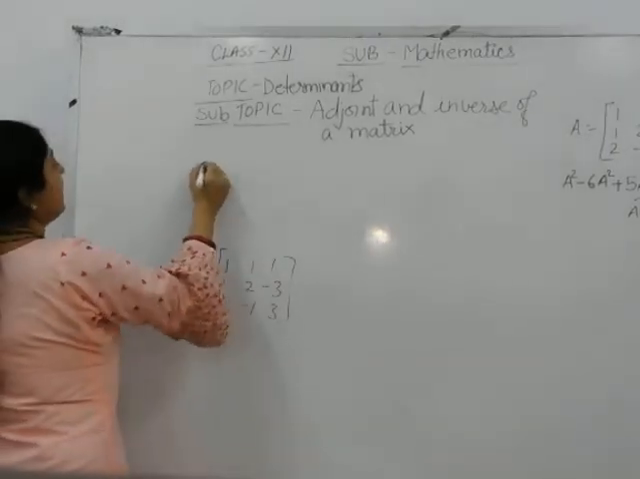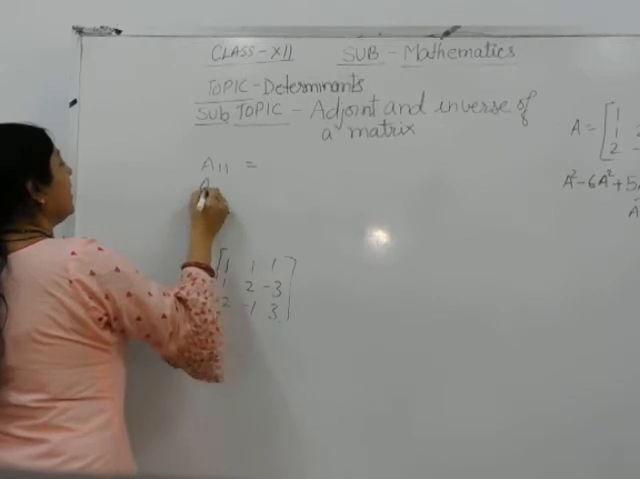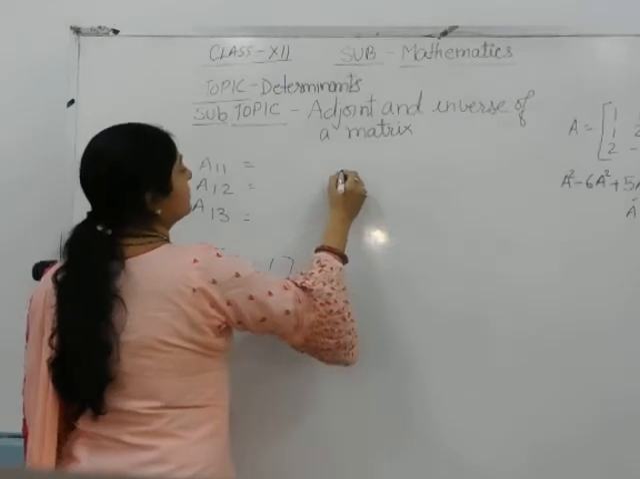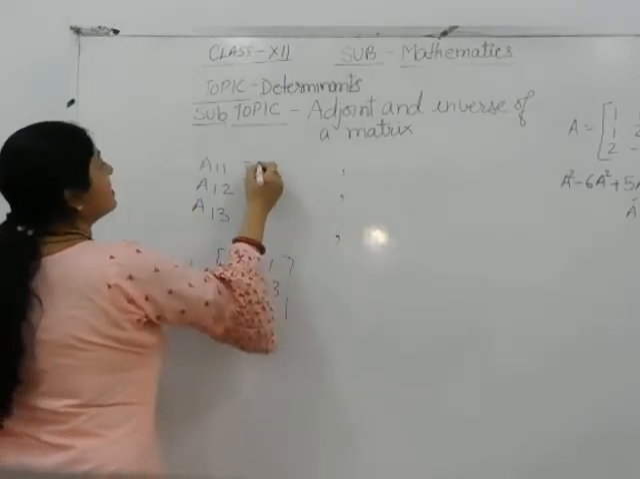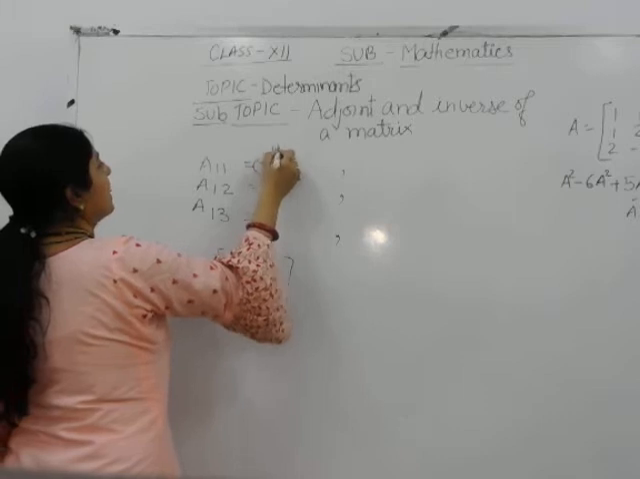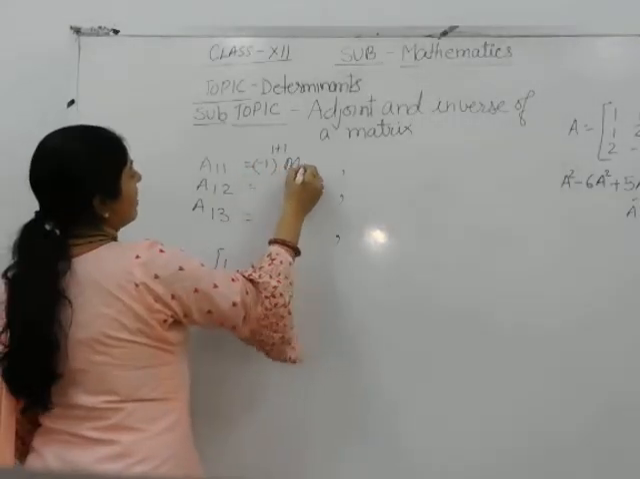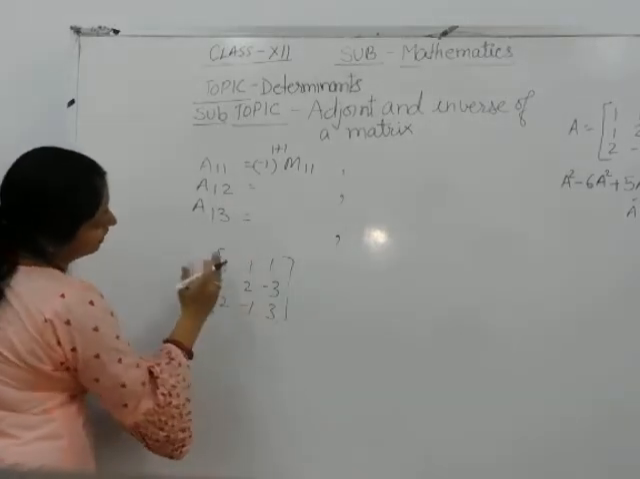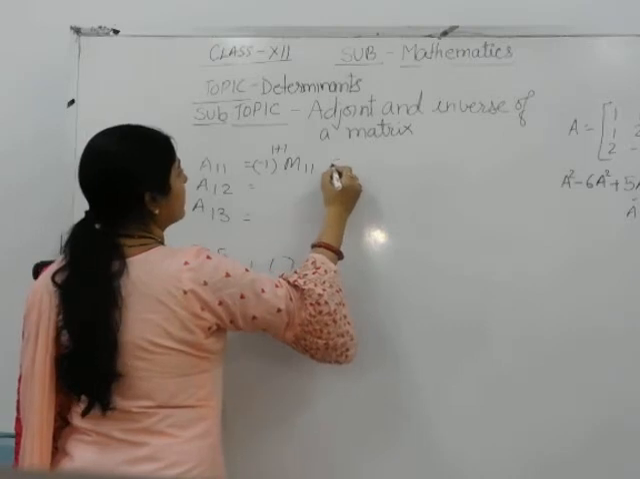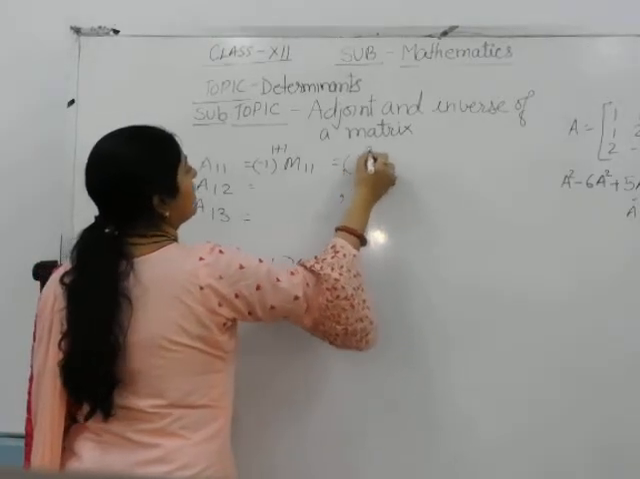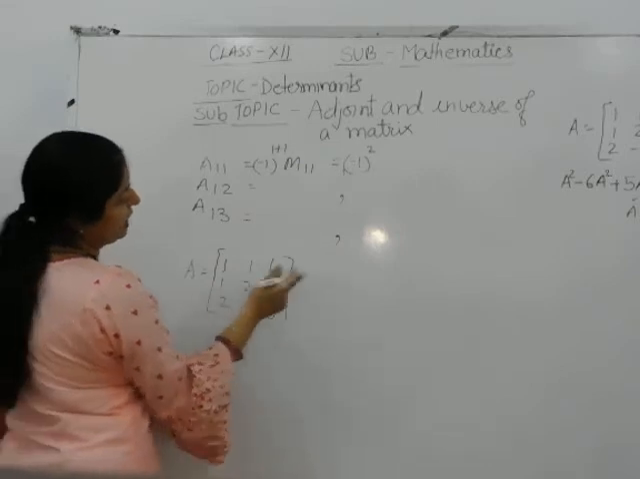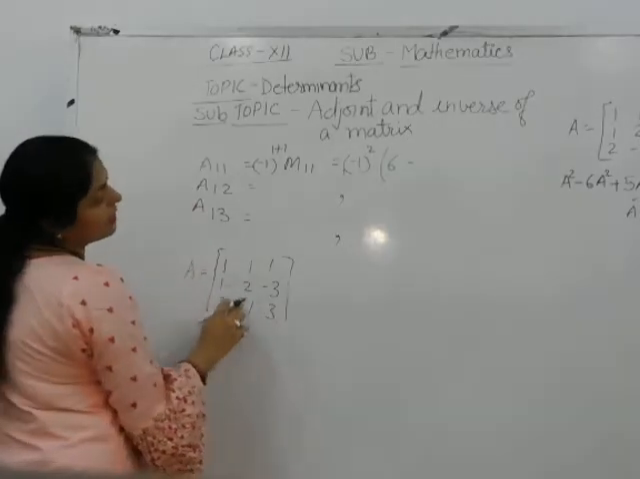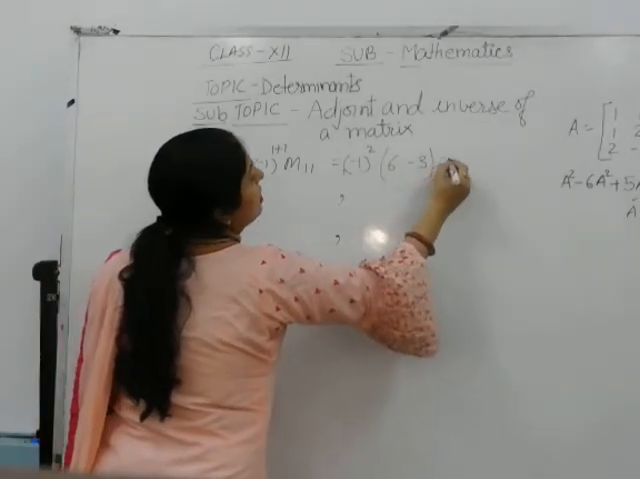Now first we find A11, A12, A13. This is minus 1 to the power 1 plus 1, M11. M11 means this first row and first column. We get minus 1 to the power 2, and from here we get 6 minus 3 into minus 1, which means 3. So this is 3.